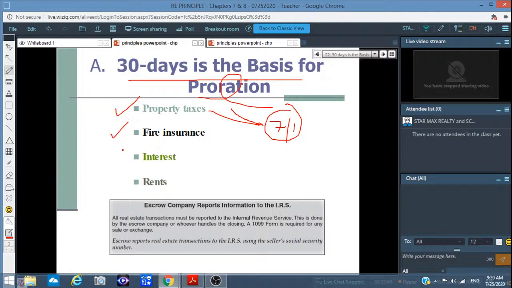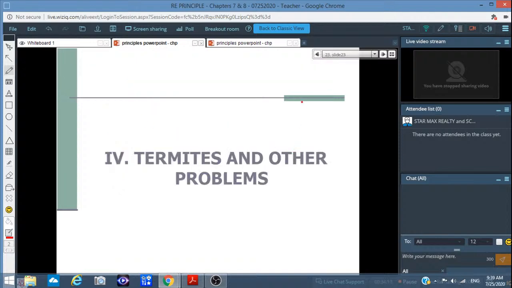Fire insurance 火险，这是房屋保险，利息，OK，and rent 租金。Okay, property taxes, fire insurance or hazard insurance, interest, and rents, they have to prorate. Okay. And they report all of this to the IRS. Okay. 这个 Escrow 公司会报上去这个联邦政府税局了。OK，他该付税就付税。OK.